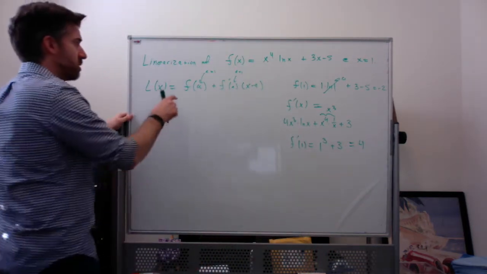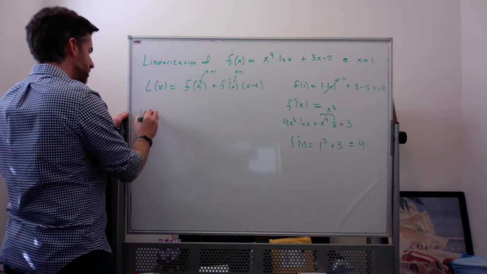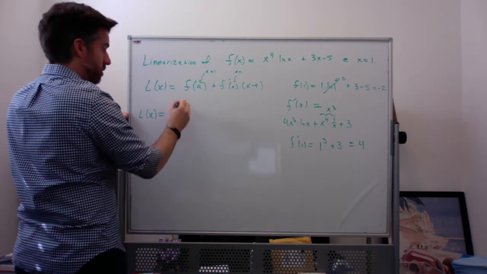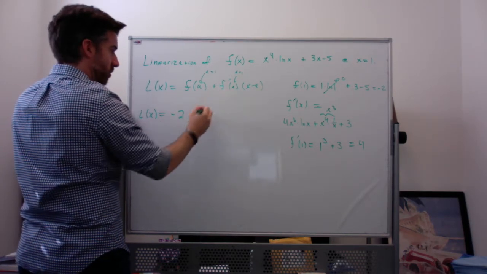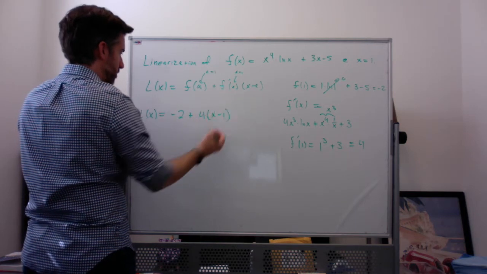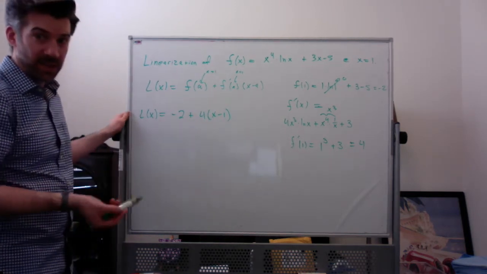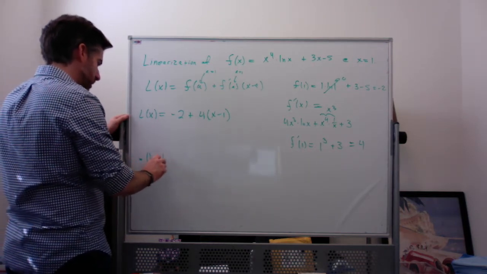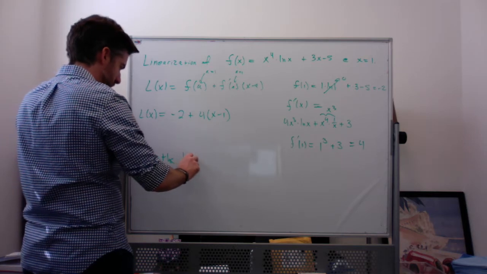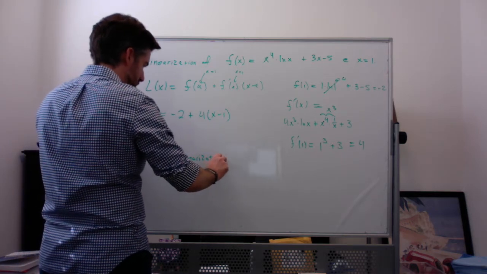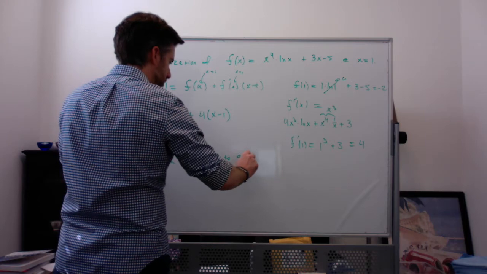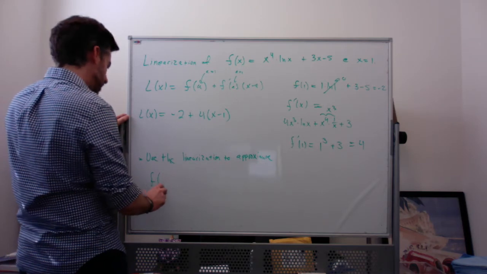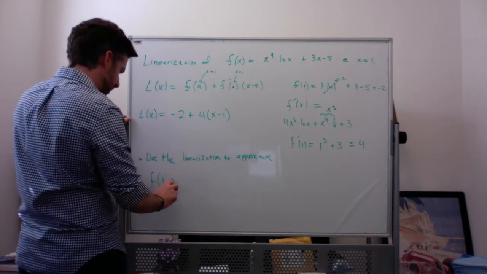Okay, so my linearization of this function at x equals 1 is f of 1, which is negative 2, plus f prime of 1, which is 4, times x minus 1. Personally, I like to leave it like this, because then usually you get asked some sort of question like, use the linearization to approximate f of, say, 1.03.